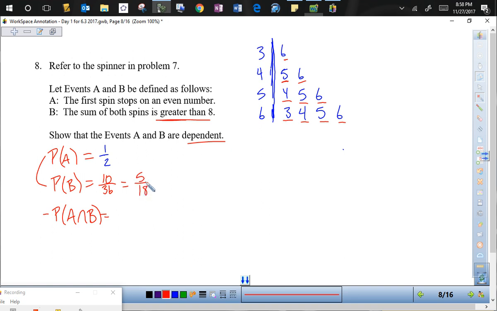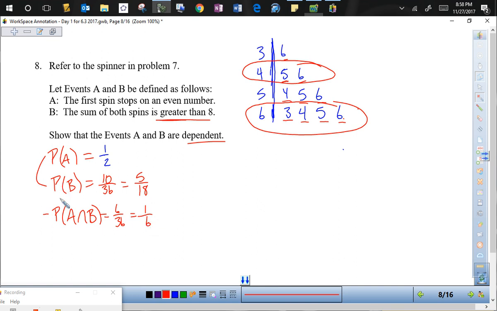Now, it's helpful to have these listed out because it's going to help me with the intersection here. I want to know which of these are also situations where the first spin stopped on an even number. Well, the first spin is listed in my stem here. So even number here and even numbers here. So I've got 1, 2, 3, 4, 5, 6 out of 36 for the intersection.